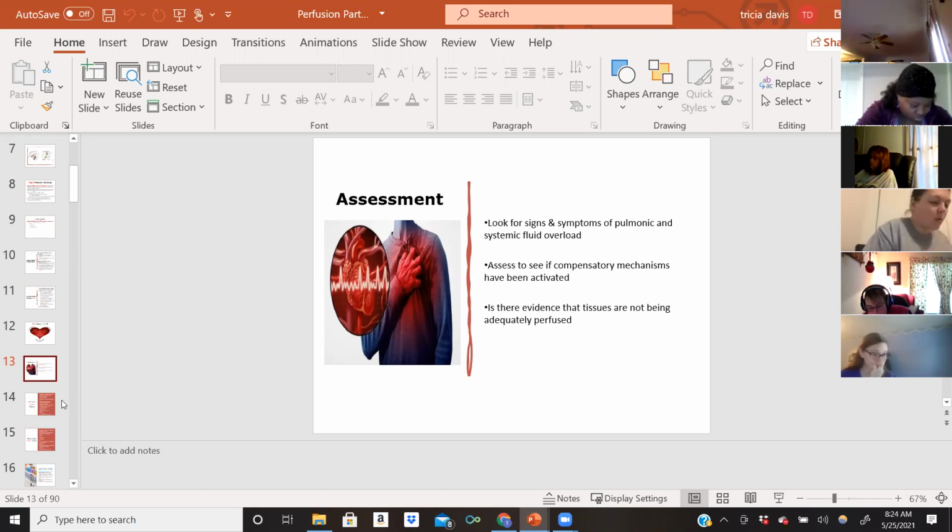So we also want to assess to see if those compensatory systems that we just talked about have been activated. And then, is there evidence that our tissues are not being adequately perfused? We said a couple slides back that when these compensatory systems start to work, it's going to shunt blood to the brain and the heart, but it's going to take away from the kidneys. So what do you think one of the first things we're going to see in our patients is if that's happening and they're not getting good blood flow to the kidneys? Taylor.